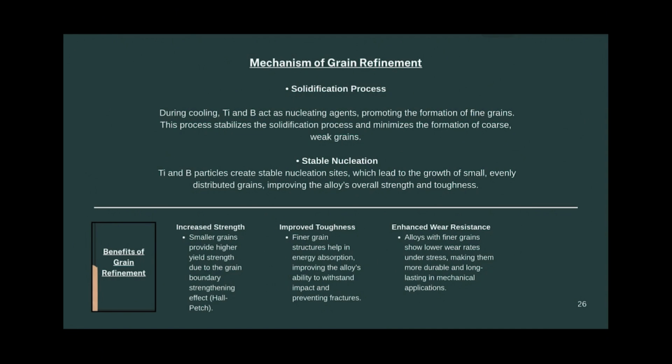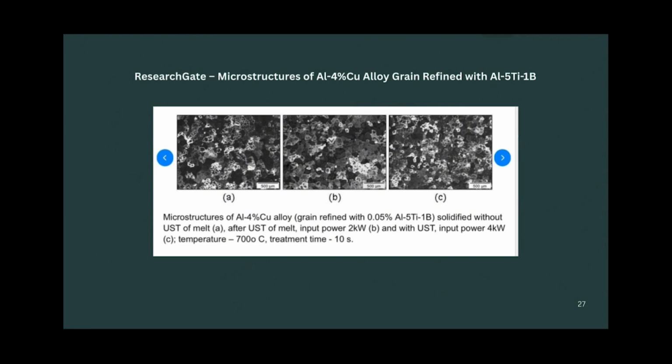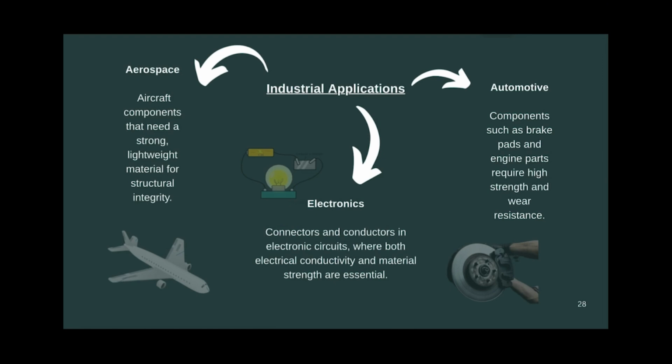Number 3 is the grain refinement will also enhance the wear resistance. This is because alloys with finer grains show a lower wear rate under stress, making them more durable and long-lasting in mechanical applications. Next, this is the microstructure of the copper aluminum alloy after the addition of the titanium. Next is the industrial application.